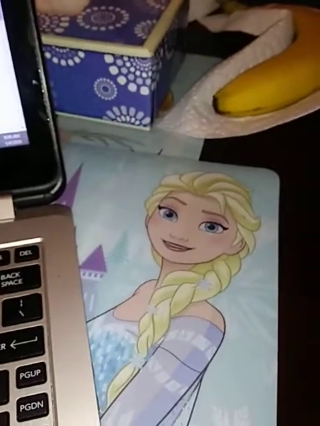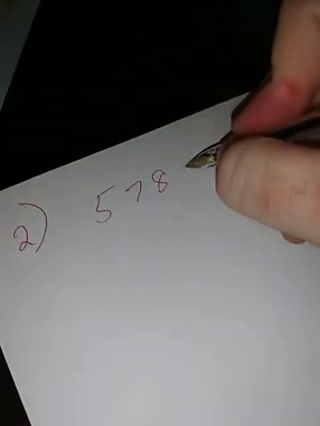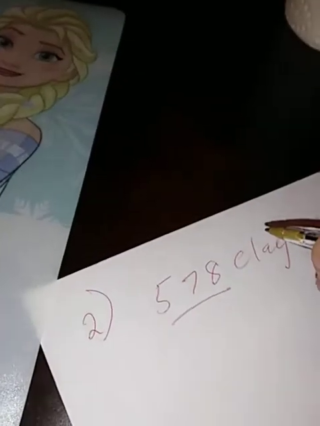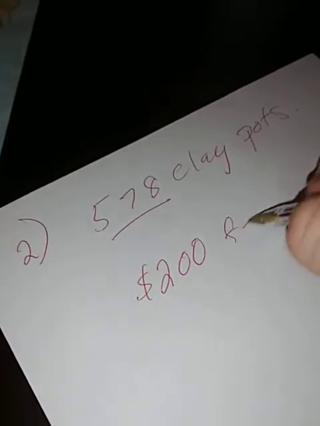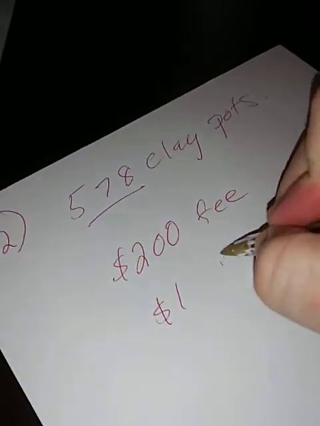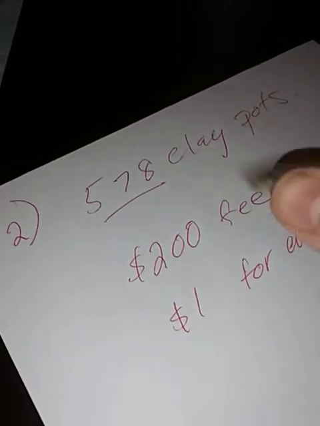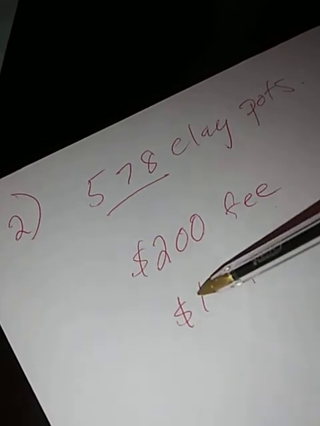All right, so let's see here. So we have 578 clay pots. That's the first thing. That's what they started with, right? The florist will pay the company a $200 fee, so they get that no matter what. Plus $1 for every pot that is delivered safely. So they get this $200 fee automatically, and then for every pot they deliver safely, they get $1.